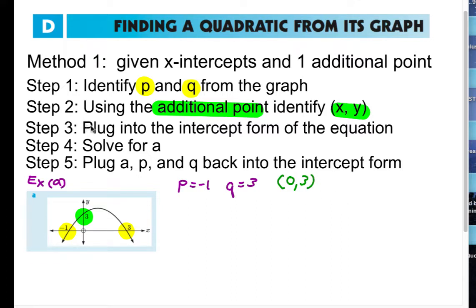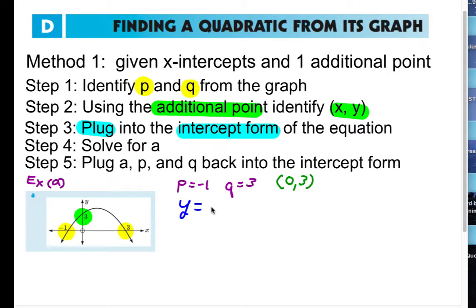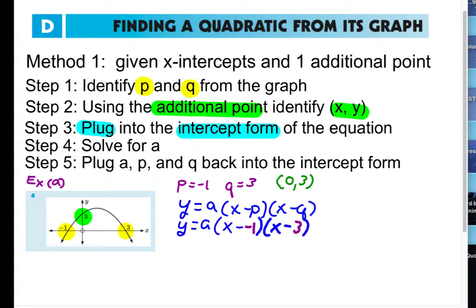Now, since I was given x-intercepts, I'm going to plug this into the intercept form of the equation. So recall, the intercept form of the equation is y equals a, parentheses, x minus p, close parentheses, times x minus q. So let's replace the p and the q. So in place of p, I'm going to plug in -1. And then in place of q, I'm going to plug in a 3. Alright, I know x minus a -1 simplifies down to x plus 1, so let me write that down.